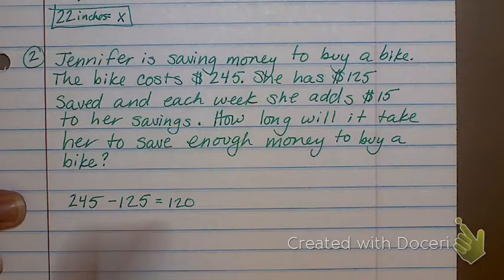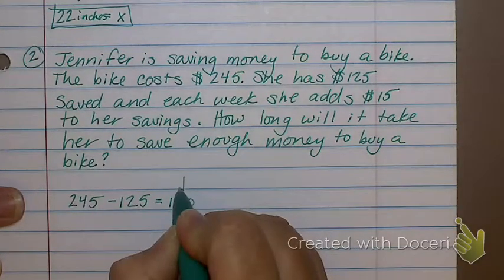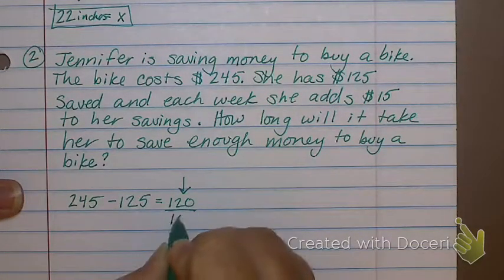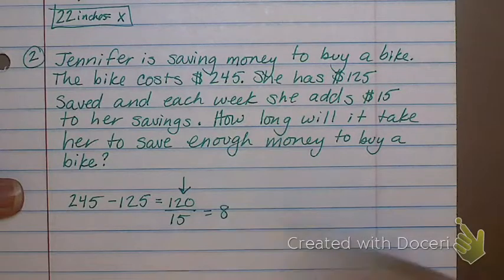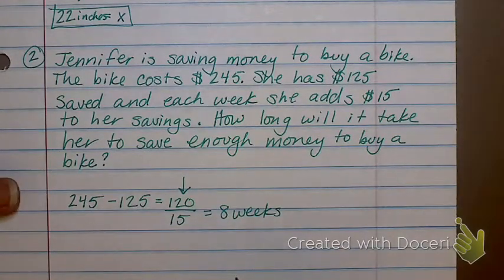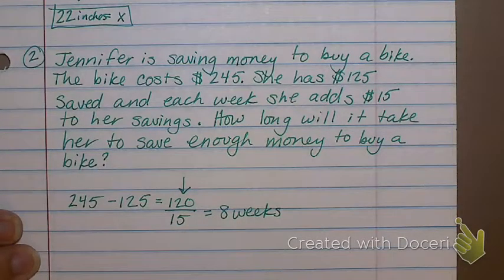But what does this mean? What are you doing? You're subtracting what she already has saved in order to identify what? How much more she needs to get, right? Yeah. Okay. And then what'd you do from there? I divided 120 by 15 and got 8. And that's telling you what? How many weeks she needs to put $15, or I don't know. Okay. Excellent.